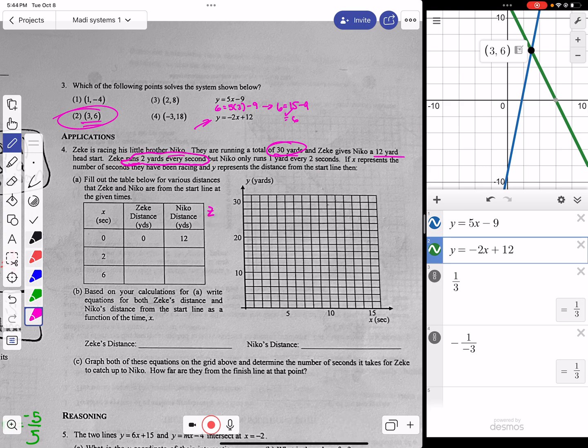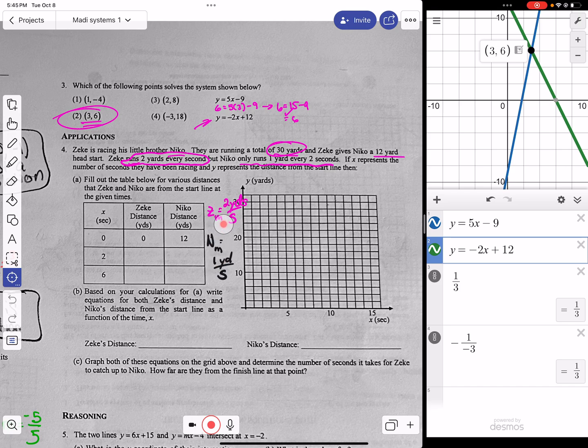So Zeke, his slope, that's what rate of change is, 2 yards per second. I shouldn't have written it there. It's going to get too crowded. That's Zeke's slope. And Nico only runs 1 yard every 2 seconds. So Nico's slope is only 1 yard per second. No wonder Zeke gave Nico the head start, because Zeke is clearly twice as fast. He does 2 yards every second, while Nico only does 1 yard every second.